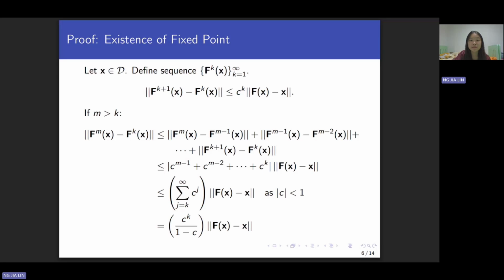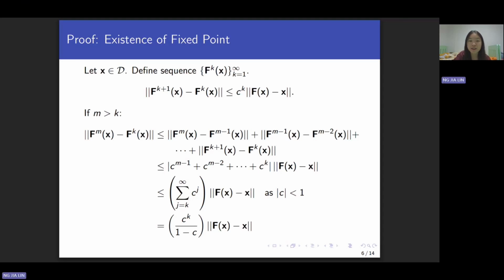For the first part, we prove the existence of the fixed point, where we let x be in D and consider the sequence f^k(x) for k from 1 to infinity. This sequence basically means that we apply the function f k times, with k from 1 to infinity. So lastly, we perform it infinitely many times, and we can contract the domain until it is only one small point, which is the point we are finding.